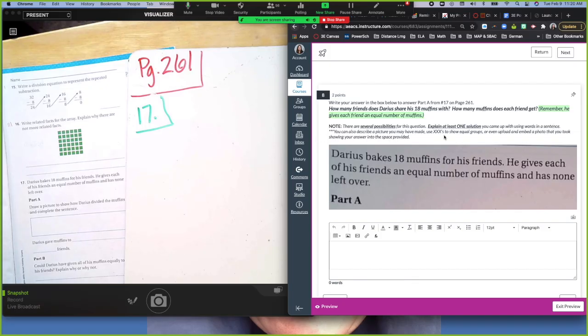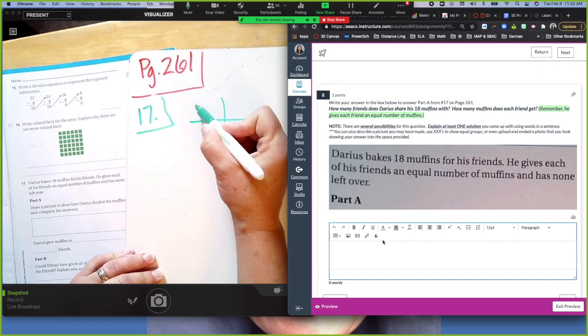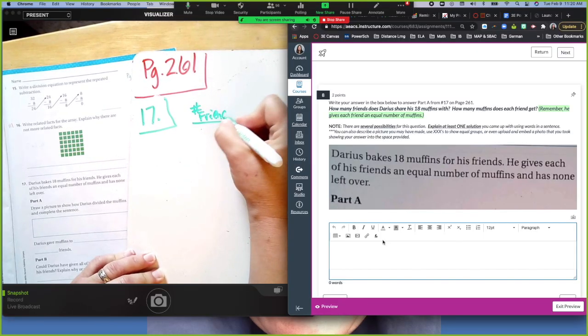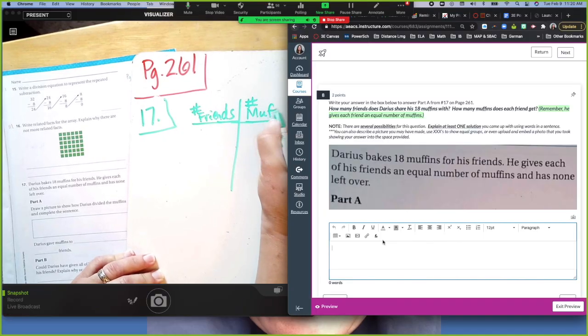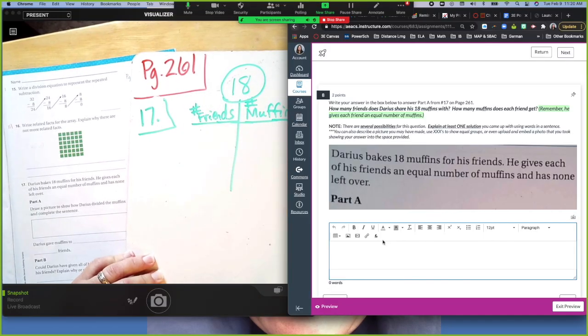And you can also, in the quiz, describe a picture you may have made, use X's to show equal groups, or even upload and embed a photo that you took showing your answer in the space provided. So if he has 18 muffins that he gives his friends, and he's giving each one an equal number, I mean, he could have, if I make a little T-chart, right? If I could put number of friends, and number of muffins. I know that the total is 18. He's not going to get more than 18 muffins.